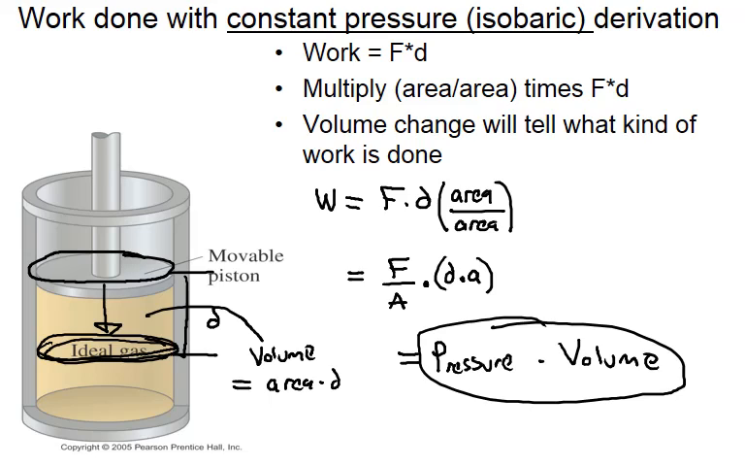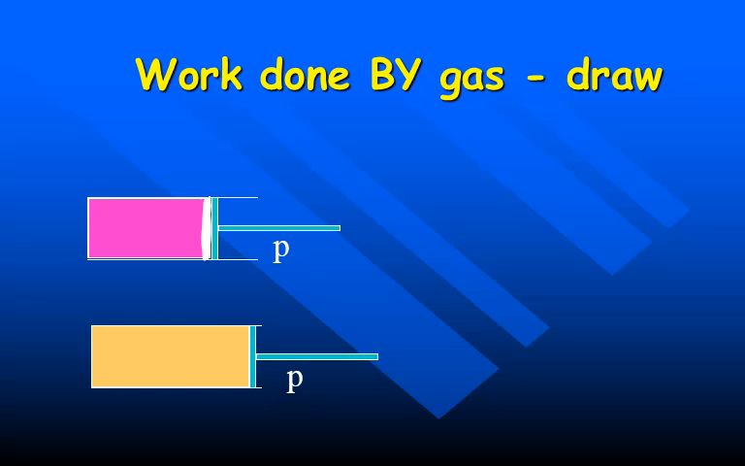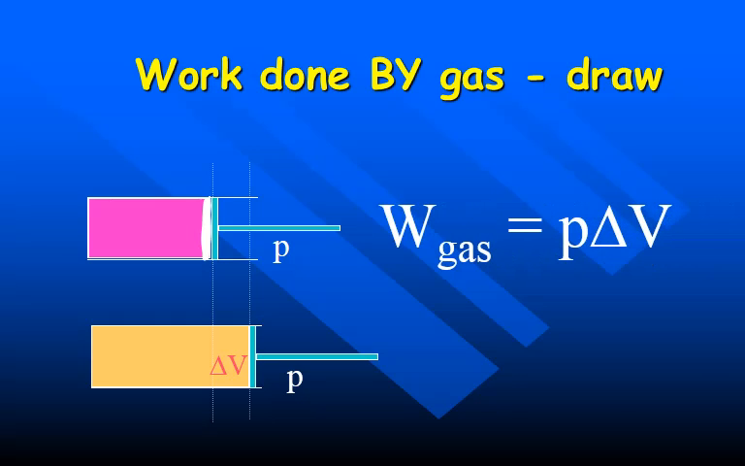And so what we can get here is, with work, we multiply the pressure times the volume, and that will give us how much work is done on the gas or by the gas, depending on which way it's going. So if we draw that out, we can put this on the side, and let's say that the gas is doing work. So what happens when the gas does work is that the volume expands. And with that volume expansion, delta V there, we have a certain amount of pressure times the change in volume, and we can figure out the work done by the gas.